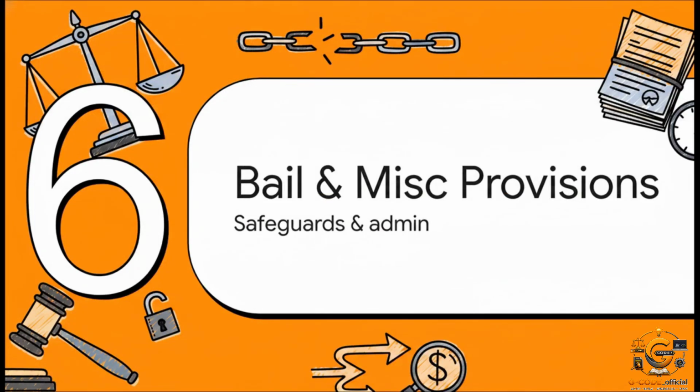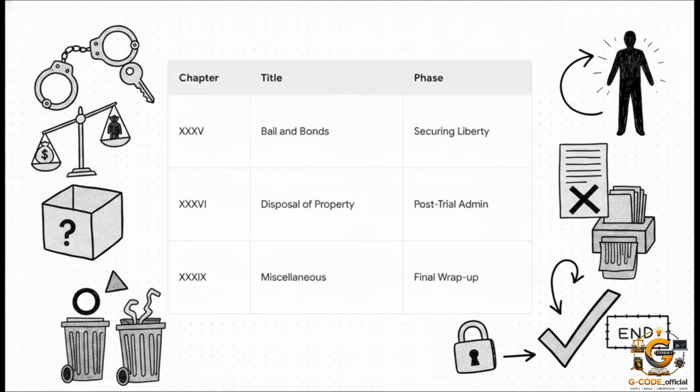Finally, Section 6, Bail and Miscellaneous Provisions, the safeguards and final administrative steps. These are the final pieces of the puzzle. Now, for anyone studying constitutional rights, Chapter 35 is absolutely massive. It governs bail and bonds, and it has to perfectly balance the state's need to make sure the accused actually shows up for trial with the individual's fundamental right to personal liberty. Then, post-trial, Chapter 36 deals with the disposal of physical property, and Chapter 39 catches all those miscellaneous procedural wrap-ups to formally close the books on a case.